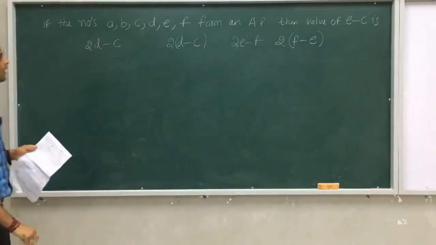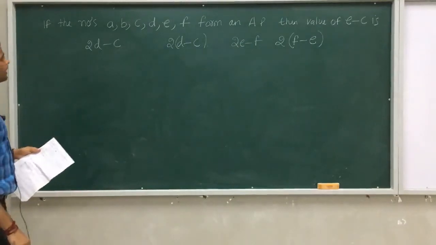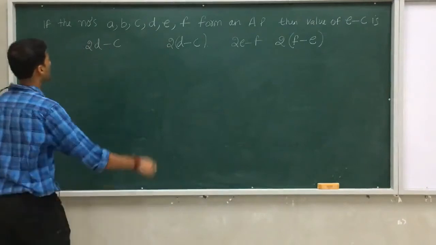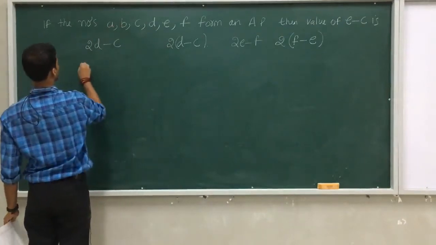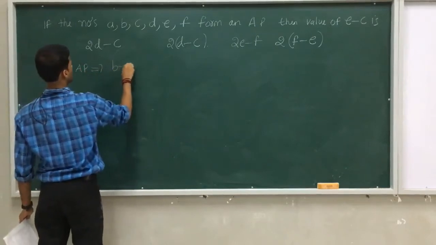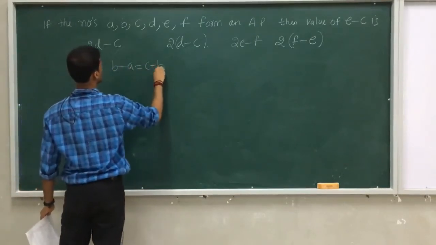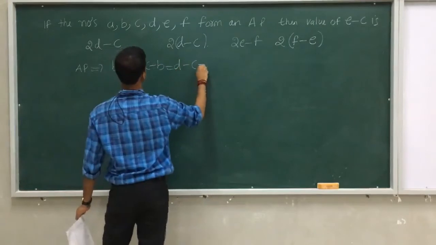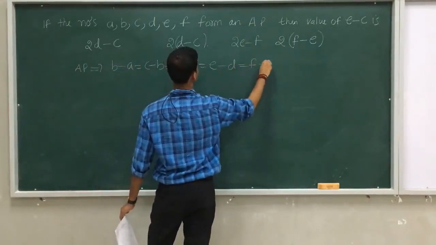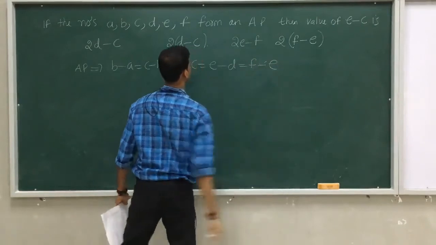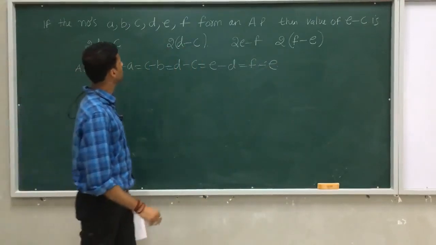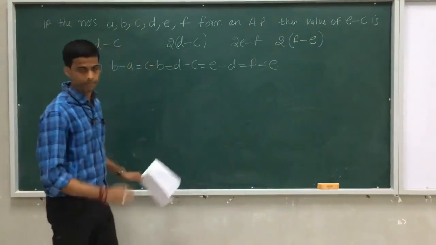Okay. See, they have given like this. They are in AP. AP means what? B minus A, okay, given it is AP. So AP means B minus A is equal to C minus B is equal to D minus C is equal to E minus D is equal to F minus E. You want E minus C.